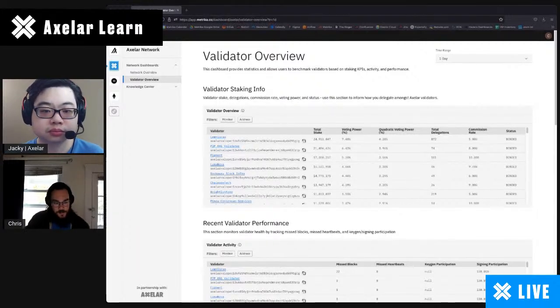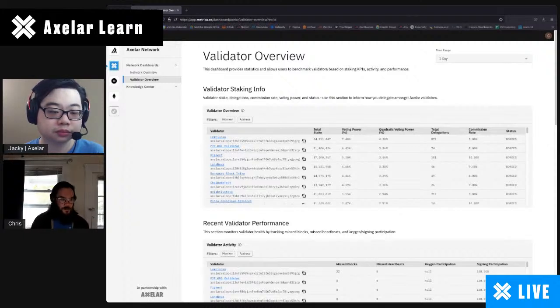In general, validators have three primary areas of responsibility. The first is participating in the Tendermint consensus protocol. The second is participating in Axelar's multi-party cryptography protocol. And the third is participating in voting on cross-chain events.